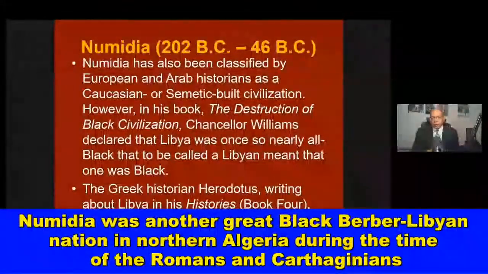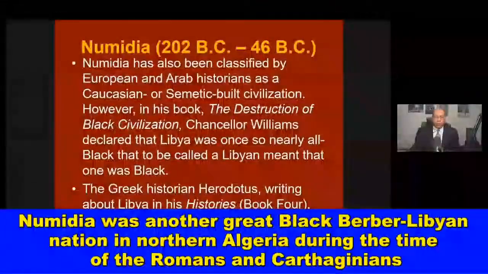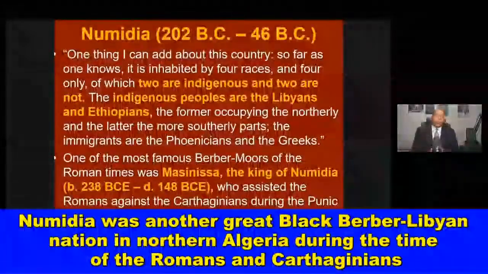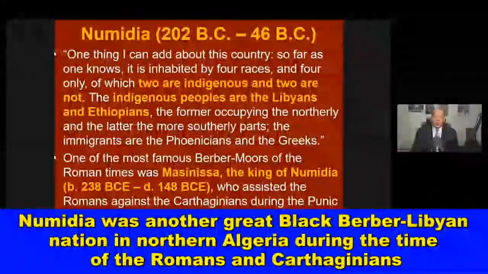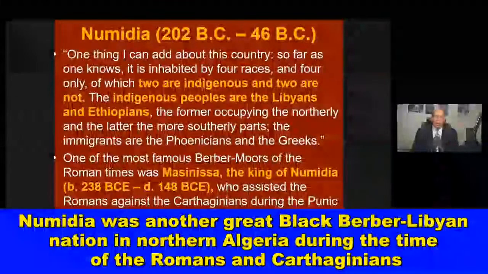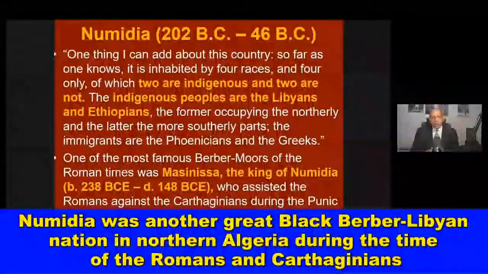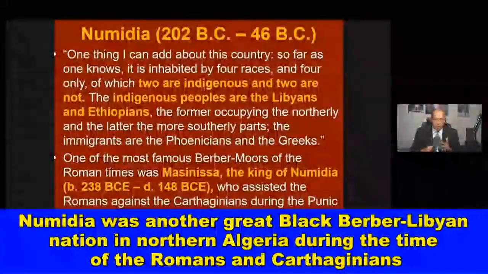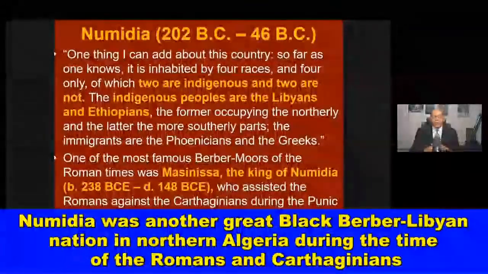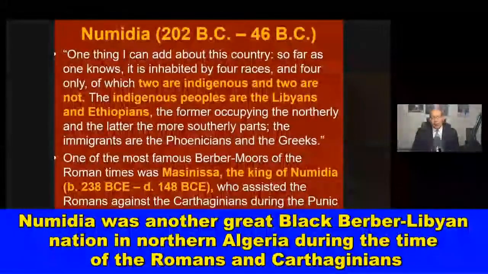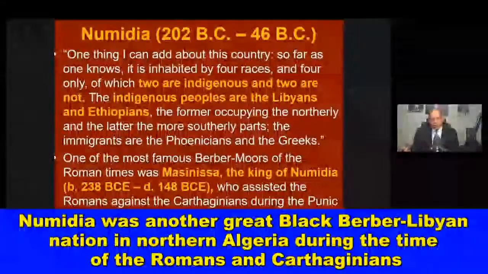The Greek historian Herodotus, writing about Libya in his Histories, Book 4, stated, quote, "One thing I can add about this country, so far as one knows, it is inhabited by four peoples, of which two are indigenous and two are not. The indigenous people are the Libyans and the Ethiopians, the former, the Libyans, occupying the northerly, and the latter, the more southerly parts. The immigrants are the Phoenicians and the Greeks."